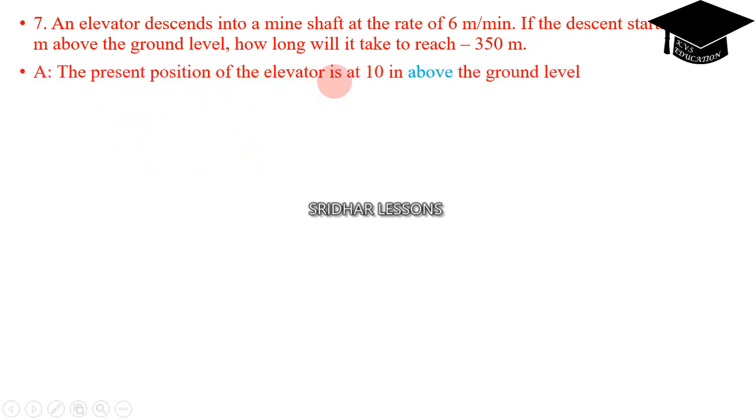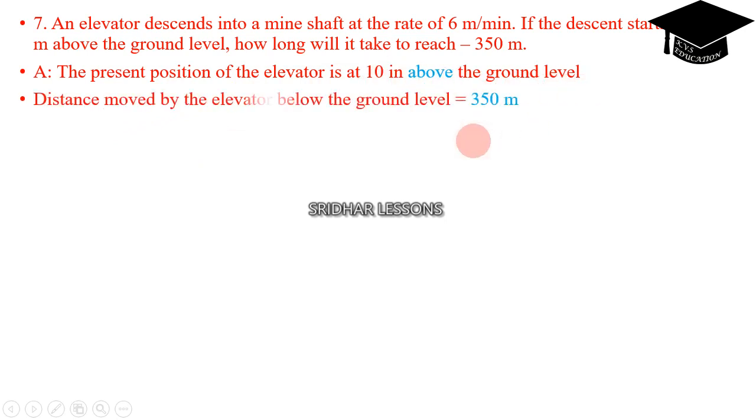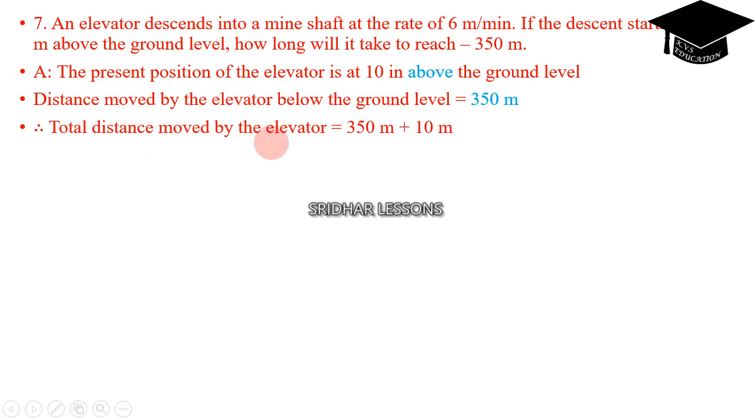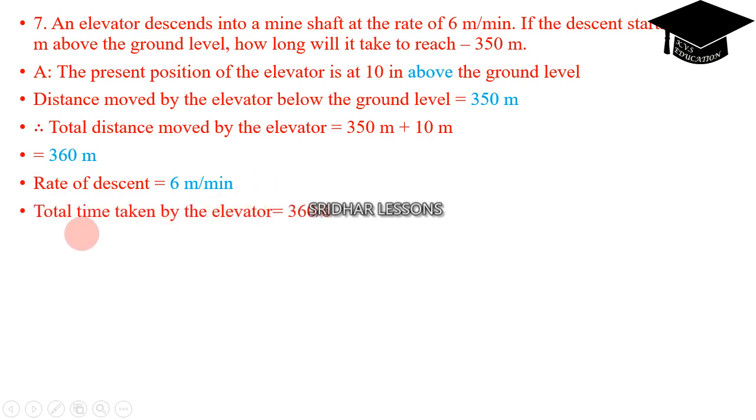The present position of the elevator is at 10 meters above the ground level. It was given. Distance moved by the elevator below ground level is 350 meters. Okay. Total distance moved by the elevator is 350 plus 10, that is 360 meters. The rate of descent is 6 meters per minute. Therefore, the total time taken by the elevator is 360 by 6.